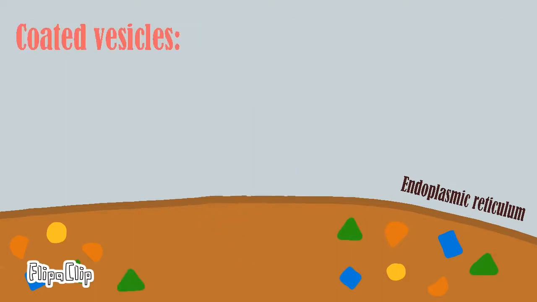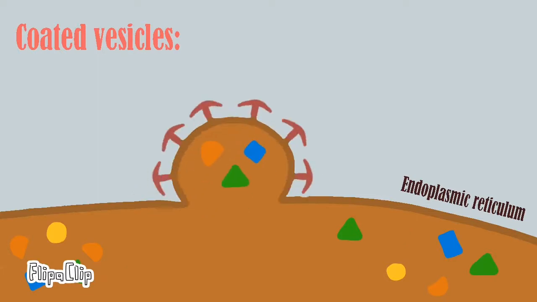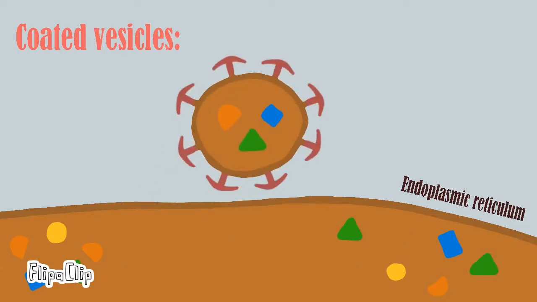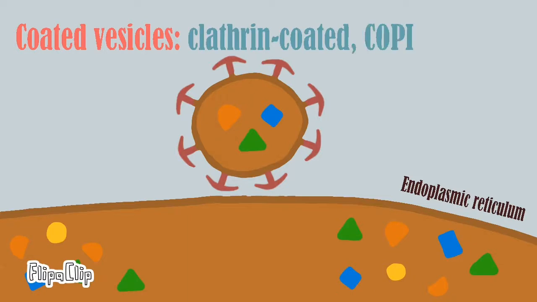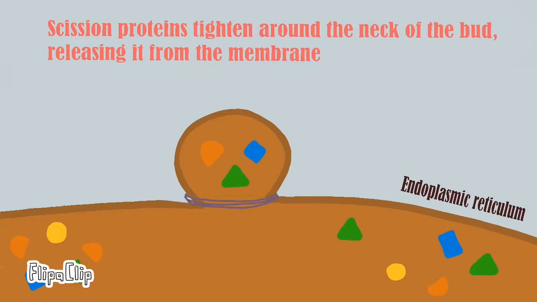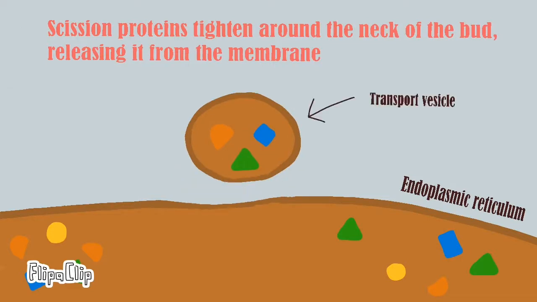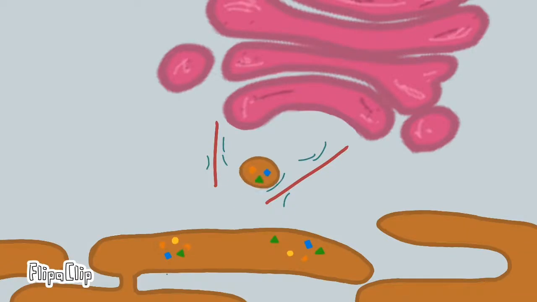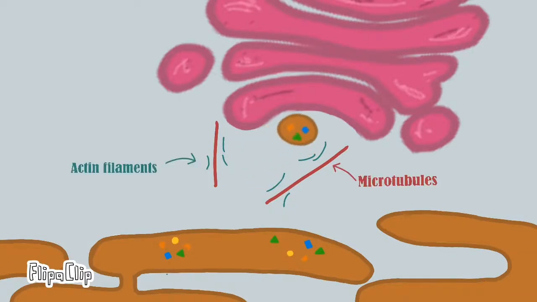Vesicles usually bud from coated regions on the membrane to form coated vesicles. There are three types of coated vesicles: clathrin-coated vesicles, COPI, and COPII. Each have a different pathway of transportation in the cell. Scission proteins are then responsible for releasing this bud and forming the transport vesicle. This then travels to the target organelle by interacting with microtubules and actin filaments.